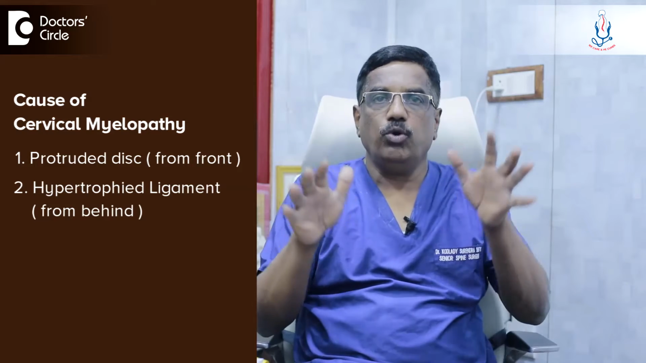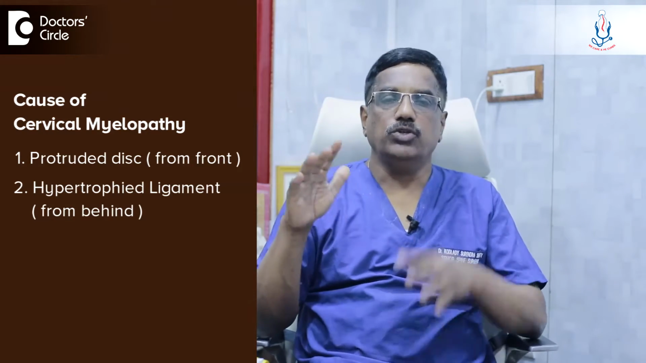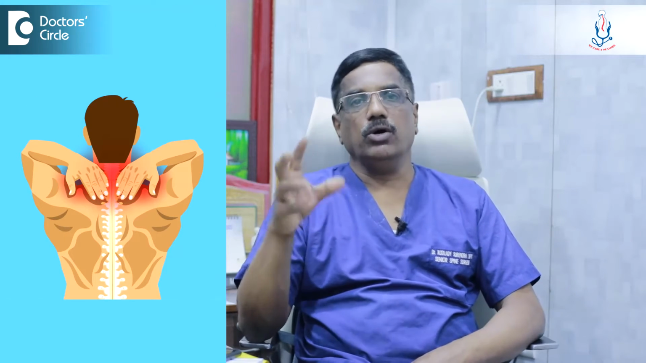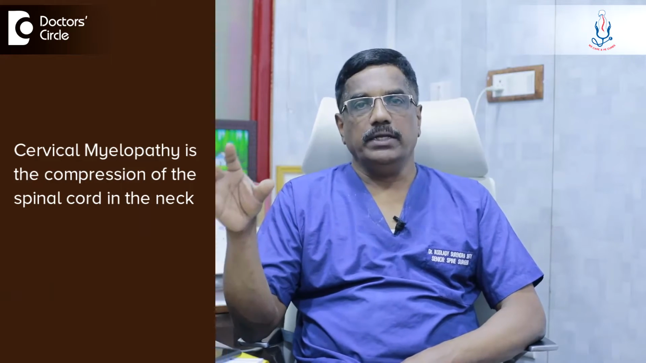So, if there is a pressure on the cord because of the protruded disc from front or hypertrophied ligament from behind. Sometimes it is both. There will be a protruded disc as well as hypertrophied ligament. So, the nerve or the spinal cord gets jammed between these two and there will be weakness or the swelling of the spinal cord. That is called cervical myelopathy.